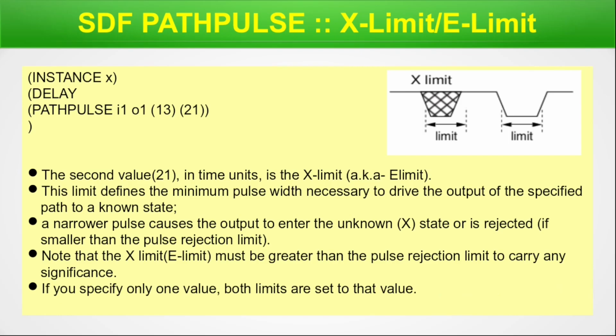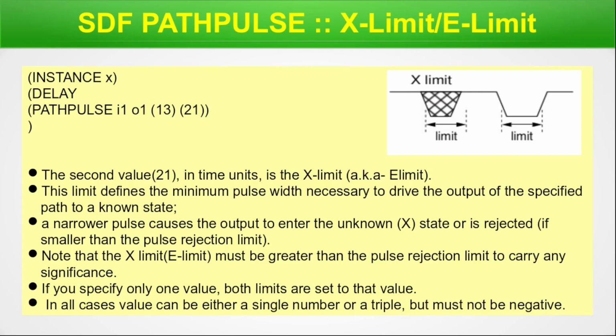If you specify only one value, both limits are set to that value. That means instead of 13 and 21, if we have used only 13, so that 13 would be applicable to both the pulse rejection limit as well as the E limit. So that's all the explanation here. Next point, in all cases, value can be either a single number or a triple, but must not be negative. So this word of caution you must remember in your mind.